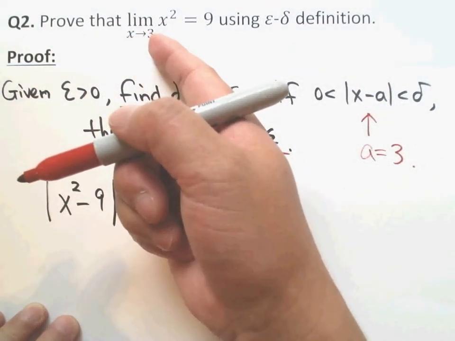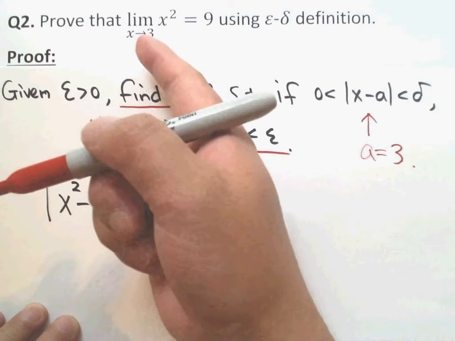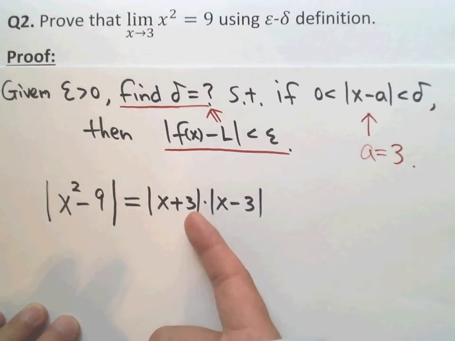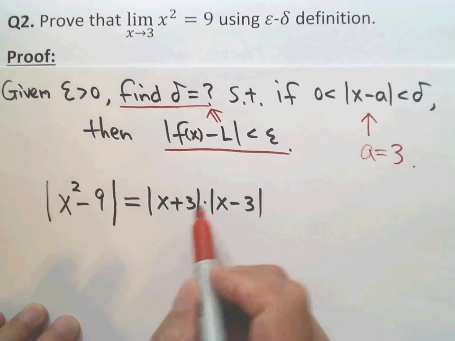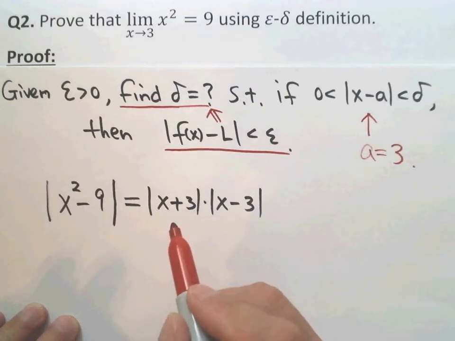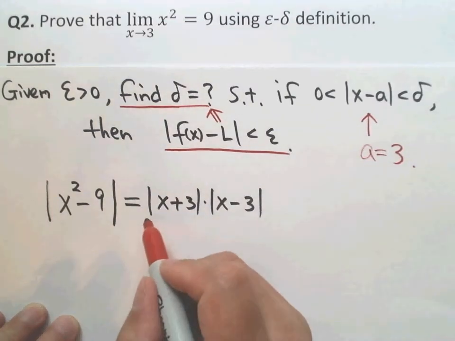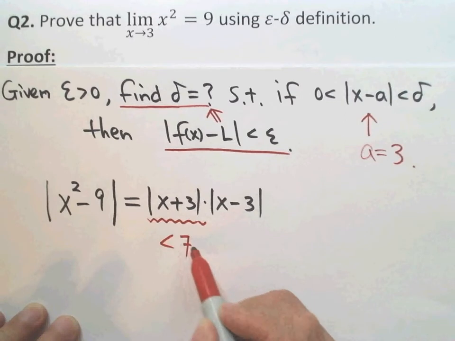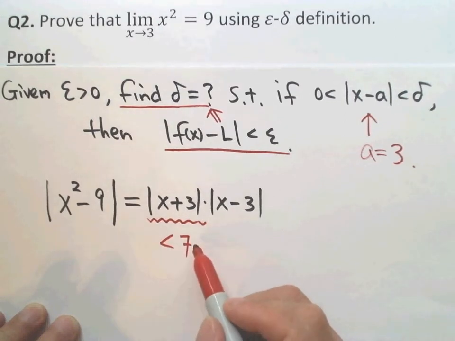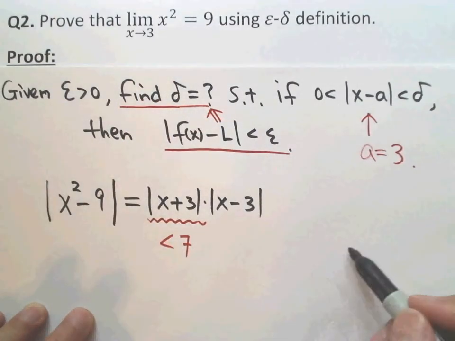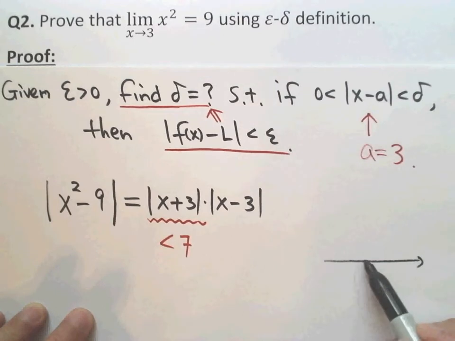Do you remember? x approaches 3, which means what? We take x sufficiently close to 3. We can control x plus 3. x plus 3 should be less than, say, 7, or less than 10. Can we control this? I am going to make an easy one: less than 7. I am going to control this term first. I say this term will be less than 7. Why is this less than 7? Because x approaches 3.